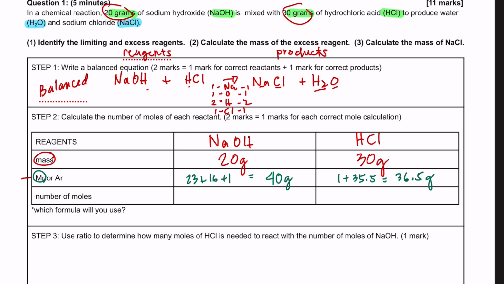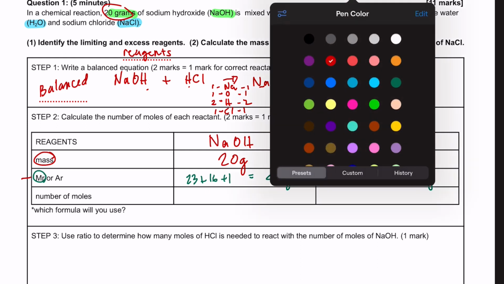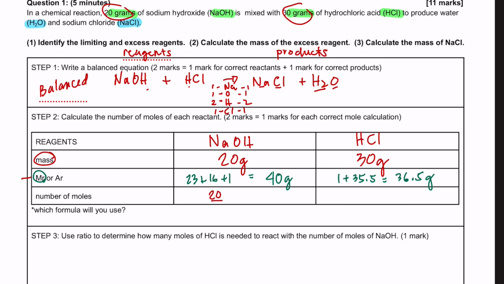Okay? Now, let's calculate the number of moles. And as we know, the number of moles is equal to mass divided by molecular mass or atomic mass. In this case, it's 20 divided by 40, which gives us 0.5 moles. And this one, 30 divided by 36.5, gives us 0.82 moles. Okay, make it a habit to round to 2 dp, 2 decimal places, okay?